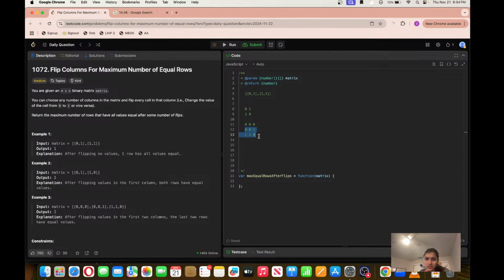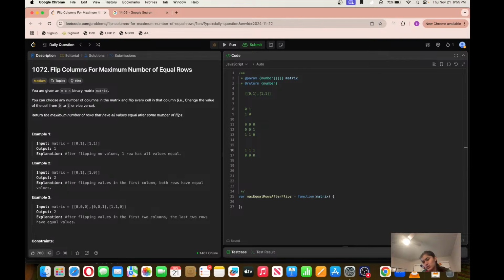So since this is 0 0 0 and 1 1 0, right? So this kind of rows can be flipped, because you can see 0 0 1. So this 0 is different, and 0 is different than 1. So 1 is different than 0. So I can flip it now. So if I flip this, then see, it is equal now.